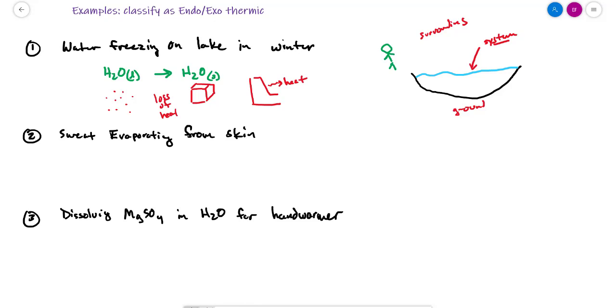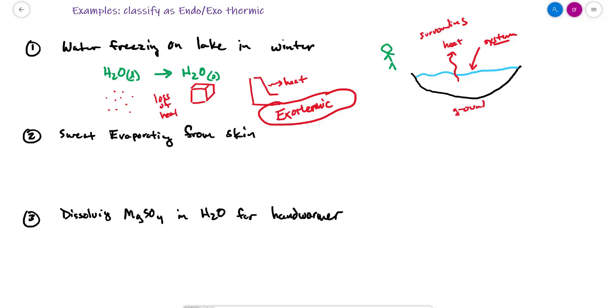So if the system itself, all of this water, is releasing heat to the surroundings, what do we call this type of reaction? It's an exothermic physical change. And that may feel non-intuitive, and that's why I want you to draw things out and really think about what is the system, what is the physical change, what's the direction, and is the system losing or gaining heat?